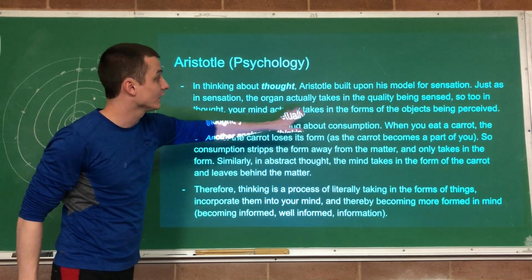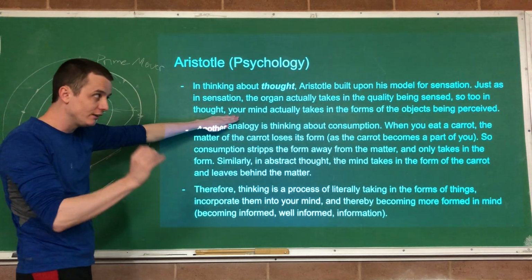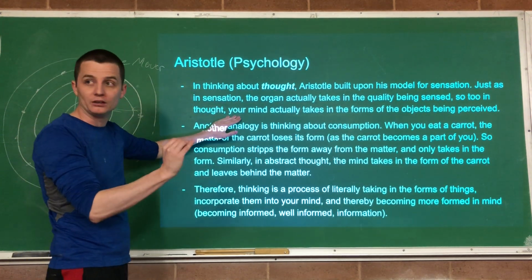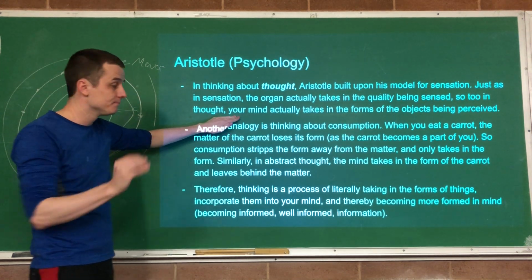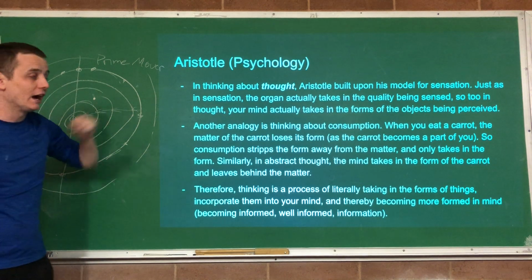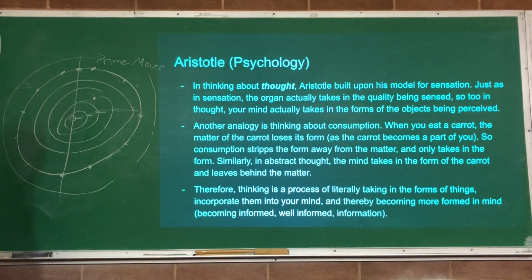The organ actually takes in, so too in thought, your mind actually takes in the forms of the objects being perceived. They actually exist in your mind. That's where the form is. Okay. Another analogy that Aristotle gives to help us is in thinking about consumption.